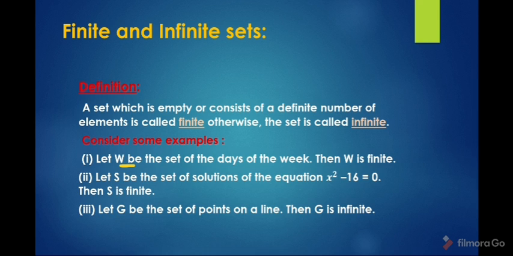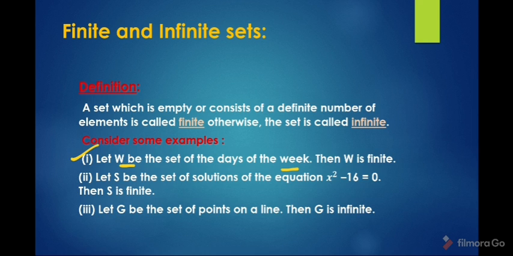Suppose W is the set of the days of the week. You know in a week there are only 7 days, right? So you can count the number of days: Sunday, Monday, Tuesday, Wednesday, Thursday, Friday, Saturday. That means in the set W there is a finite number of elements, and the number of elements is 7. So that's why W is a finite set.